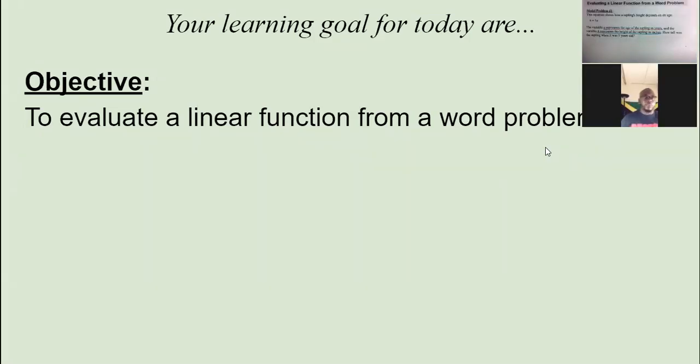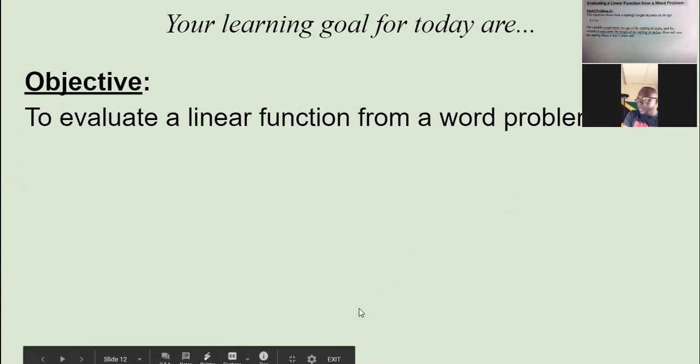All right, so I'm back again. And here we're going to look at the second objective, which says that we're going to evaluate a linear function from a word problem. So we're going to take a function and the word problem and try to evaluate it. What do I mean by that? Let's go into a couple of the examples and you'll see what we mean by that.